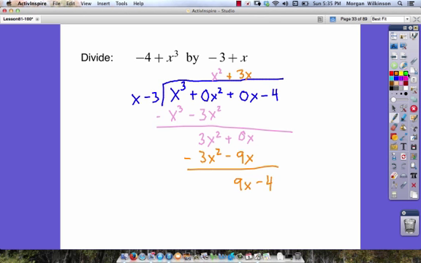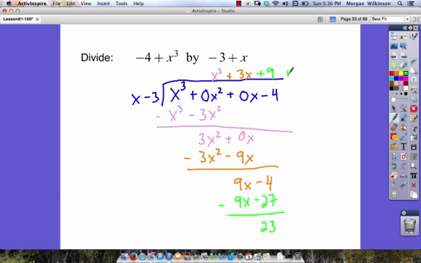Then our last step here, x times 9 is going to give us 9x, so plus 9. X times 9 is 9x, very good, that'll equal 0 when we subtract. And negative 3 times 9, that's going to be negative 27. And now we can find our final answer by subtracting. We've got 0x's and negative 4 plus 27. Negative 4 plus 27, that's going to equal 23. So we've got our final answer.